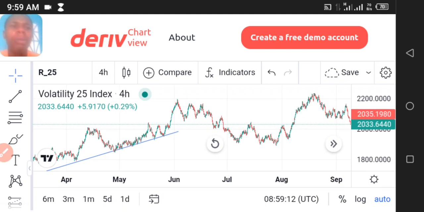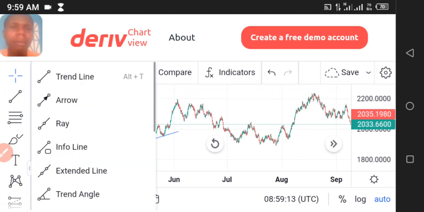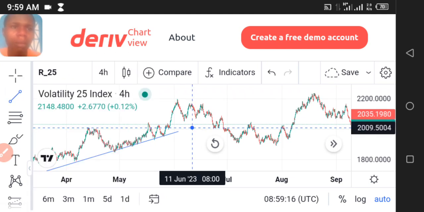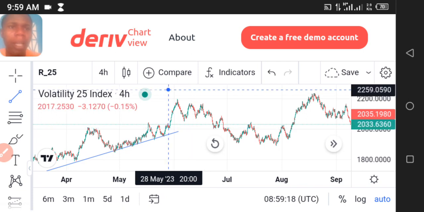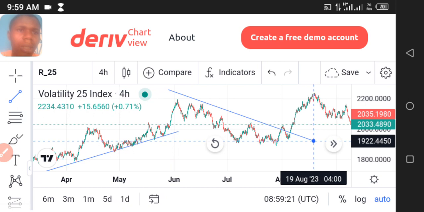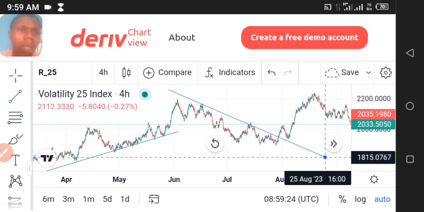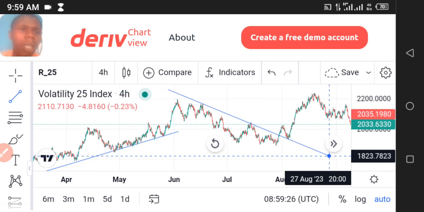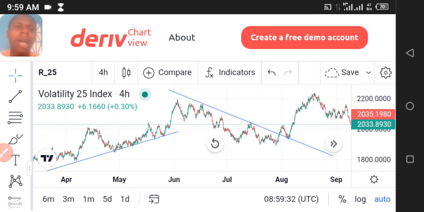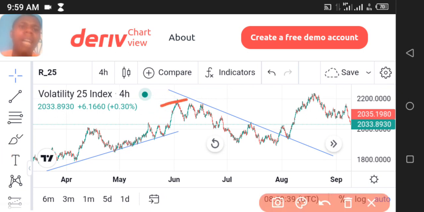Some persons here will be selling here. Will be selling from here. Let me just take this out. Okay. Some persons will be selling here, thinking this market has actually turned bearish. Now, I want you to take note of some things. Why didn't I draw this trend line from here? It's because it actually has a different move that I'm not sure of.